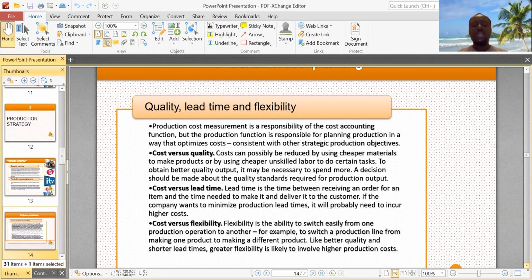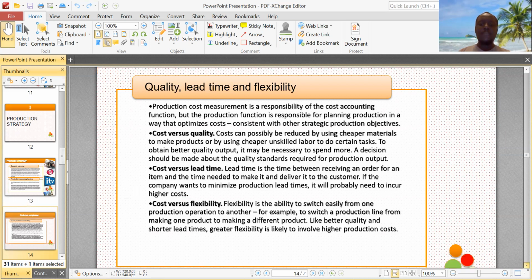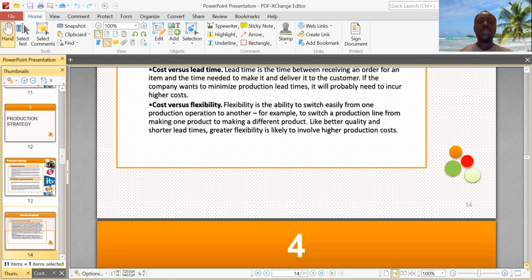You have cost versus flexibility. Flexibility is simply the ability to switch easily from one production operation to another. For example, to switch a production line from making one product to making a different product. Like better quality and shorter lead times, greater flexibility is likely to involve higher production costs. If you want flexibility, it will lead to higher production costs.